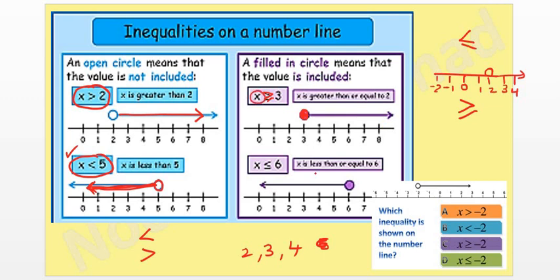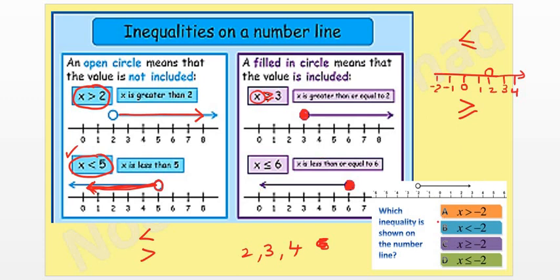And then same is the case, you will make an arrow towards the right side because you need all the values greater than 3. Same is the case when you have less than or equal to. Here, x is less than or equal to 6. So you will draw a circle on 6. It will be a closed or shaded circle, and the arrow will go to the left side.